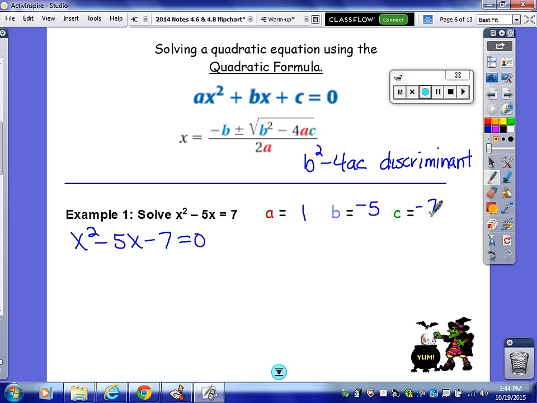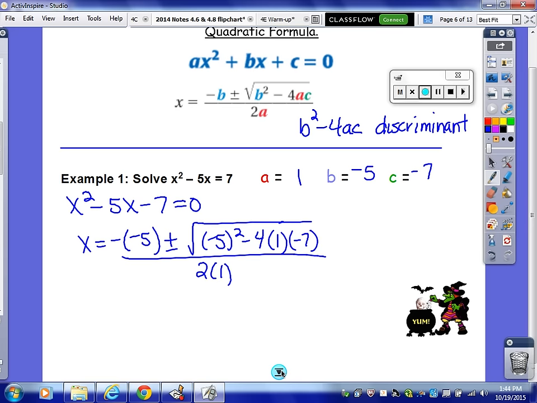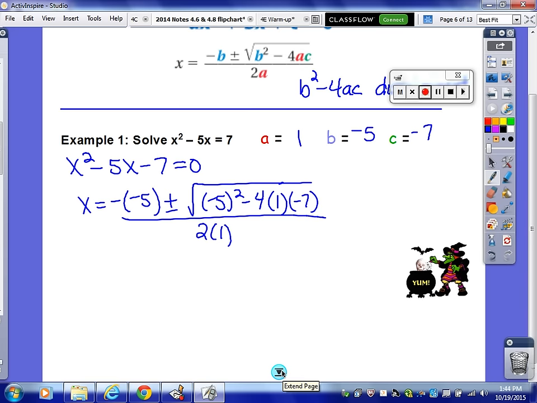And we're just going to plug and chug into that formula and solve for x. So x is equal to the opposite of b plus or minus the square root of b squared minus 4ac all over 2a. Now notice when I plug these in, I'm putting parentheses around those values as I plug them in. That's going to help me not drop a negative or mess up with my signs. Alright, now it's just got to clean it up. So we have 5 plus or minus the square root of 25 plus 28 all over 2.